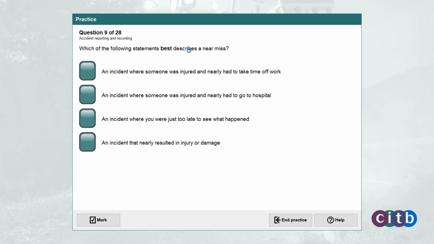Which of the following statements best describes a near miss? An incident where someone was injured and nearly had to take time off work. An incident where someone was injured and nearly had to go to hospital. An incident where you were just too late to see what happened. An incident that nearly resulted in injury or damage.